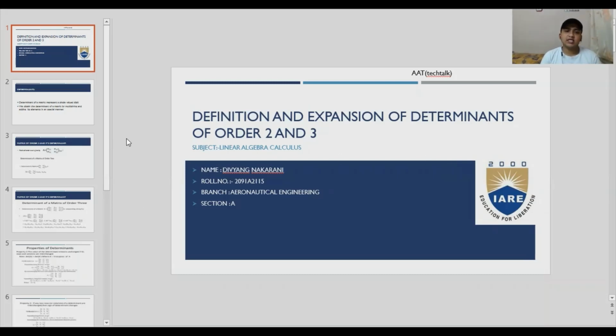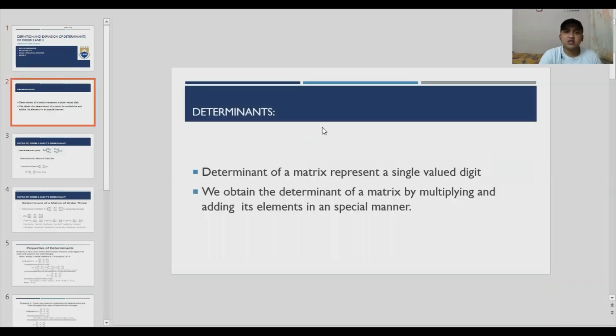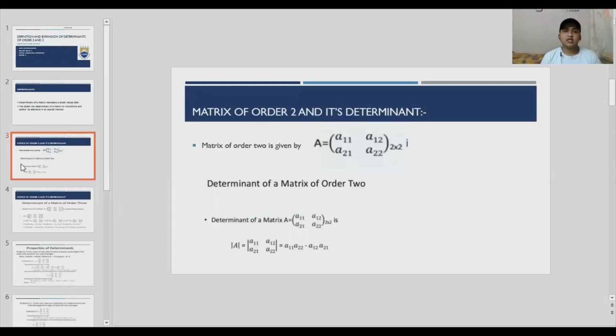In order to understand the topic, first we need to know what determinants are. The determinant of a matrix represents a single value. We obtain the determinant of a matrix by multiplying and adding elements in a special manner. First, we need to know the matrix of order 2 and its determinant.